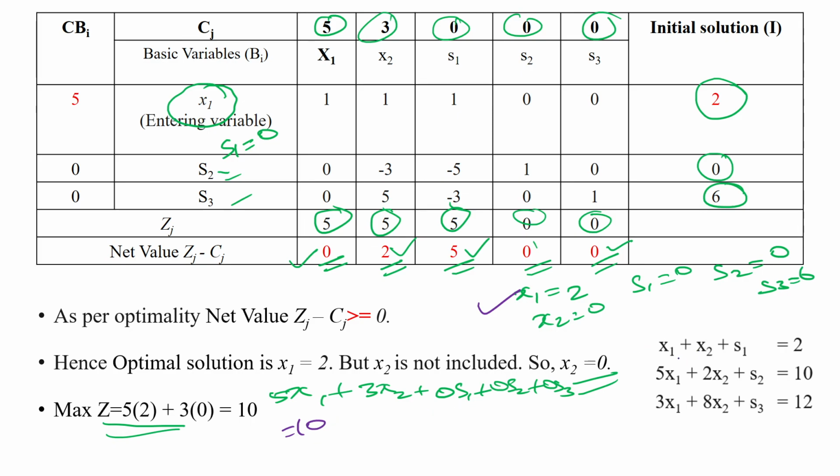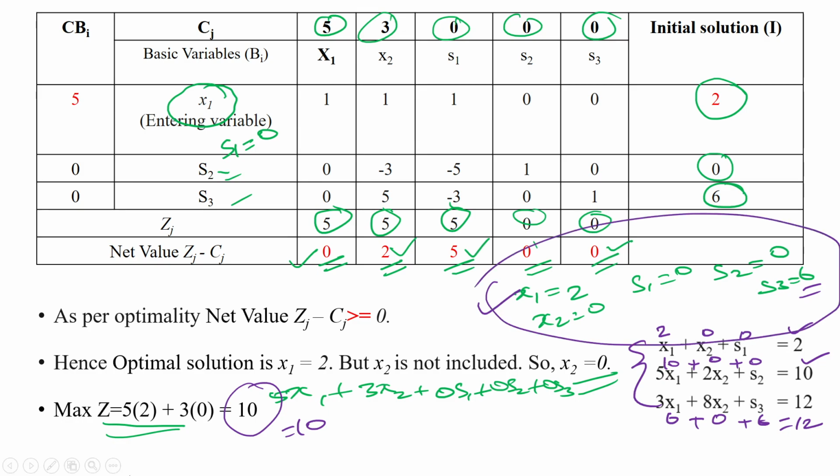You can also check with the constraints. x1 is 2, x2 is 0, s1 is 0. 5x1, 5 into 2, is 10, plus x2 is 0, plus s2 is 0, so 10 equals 10, and it is satisfied. 3x1, 3 into 2 is 6, plus 8x2 is 0, plus s3 is 6, so 12 equals 12. So the maximization function satisfies the constraints based on the values we found in this example. Like this we can check the constraints. Thanks for watching.